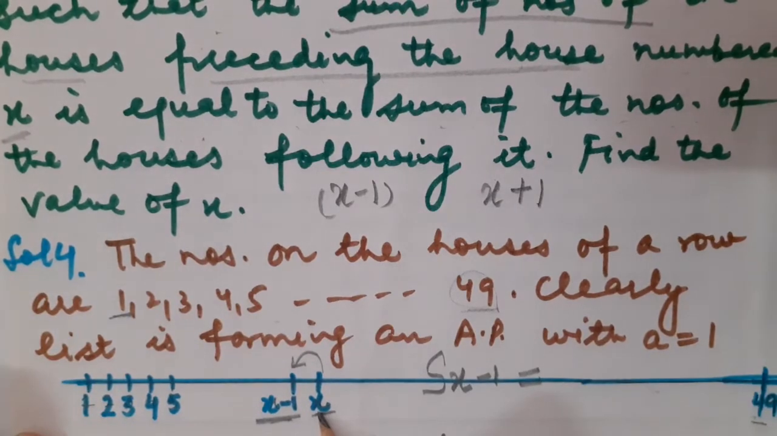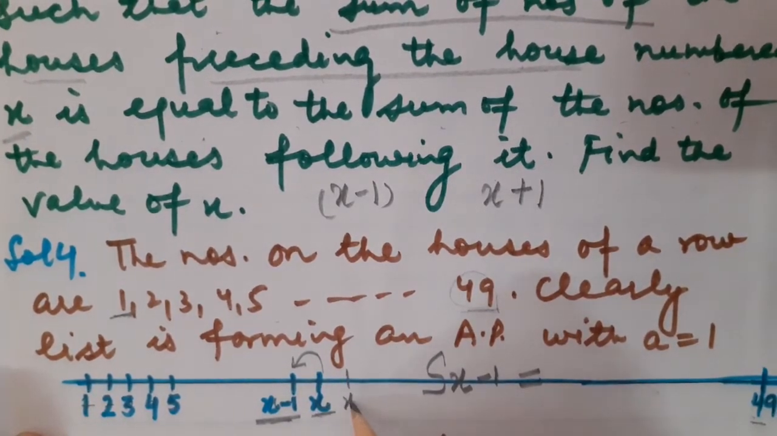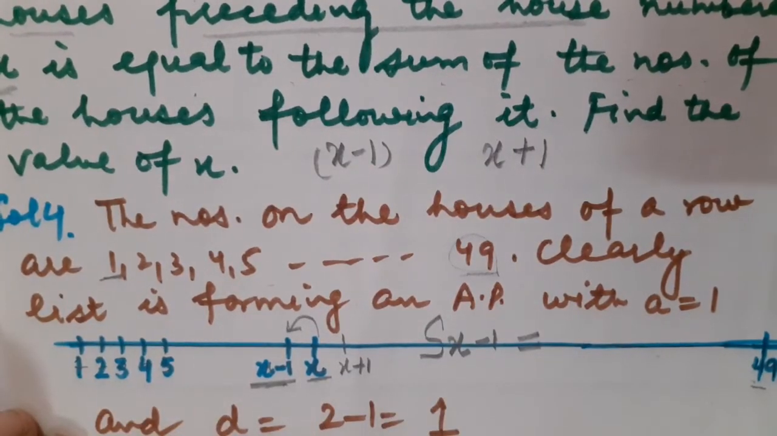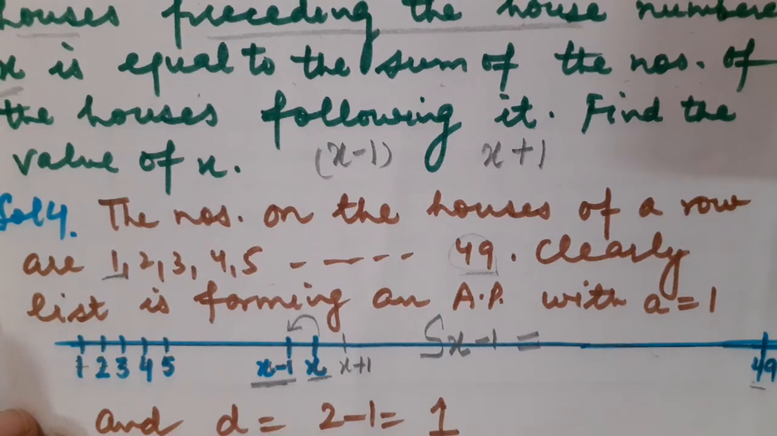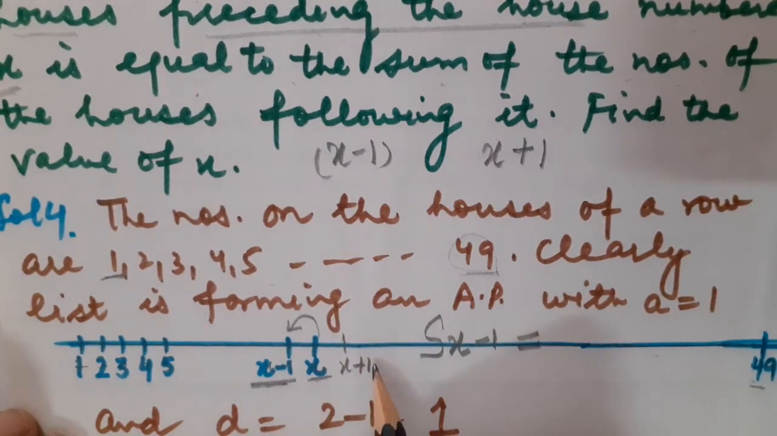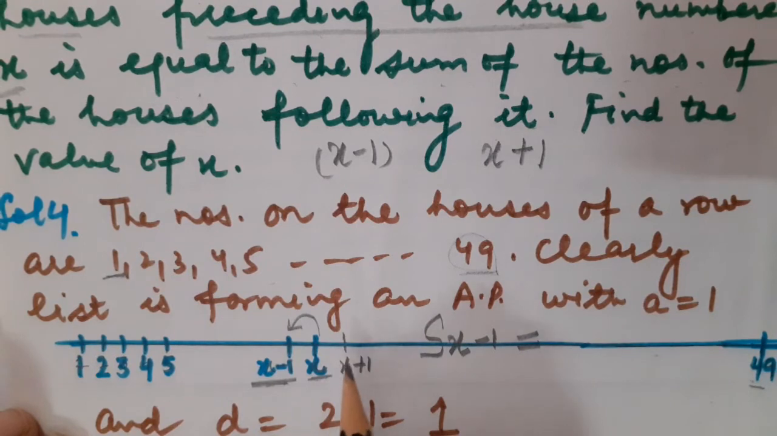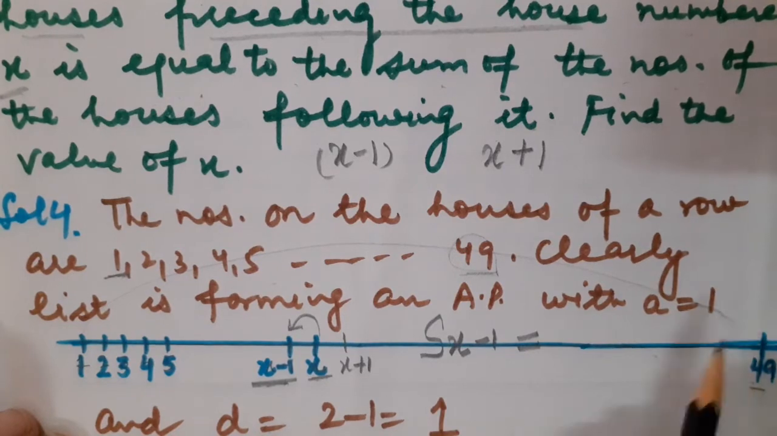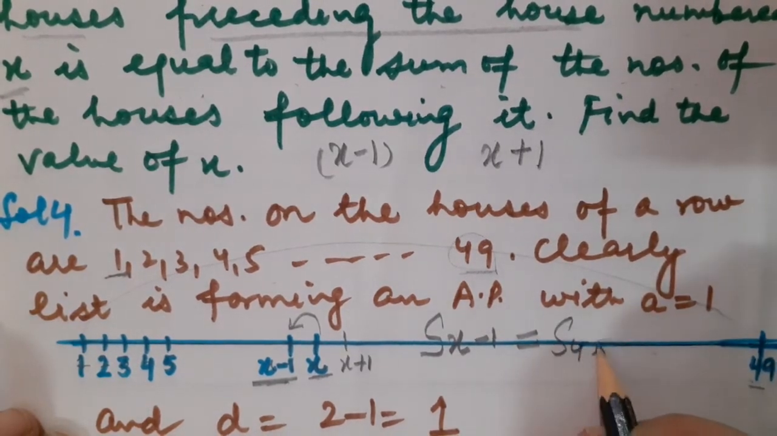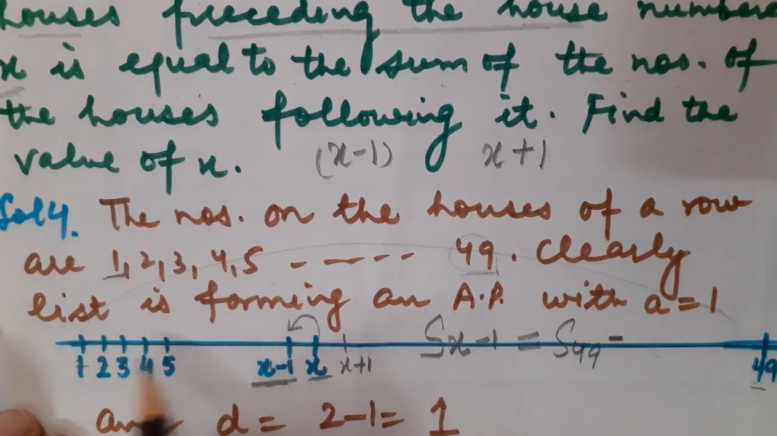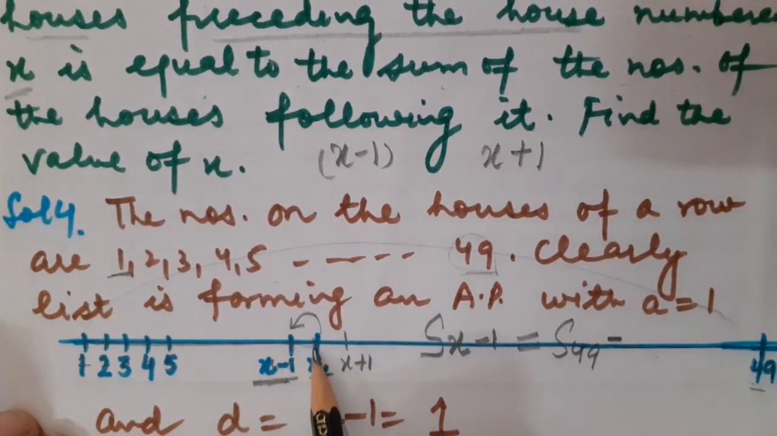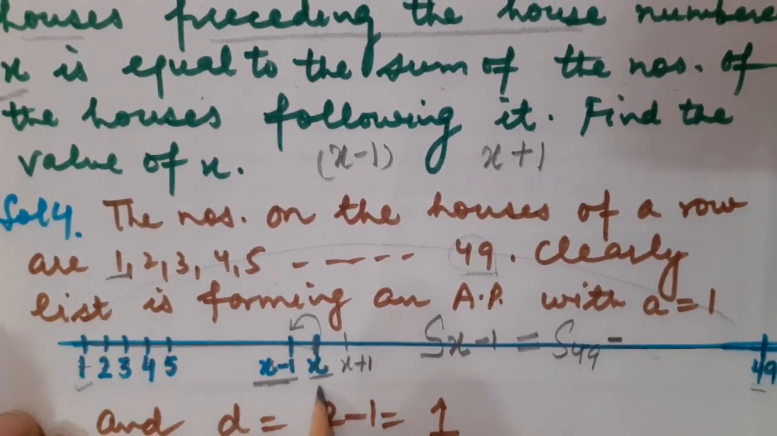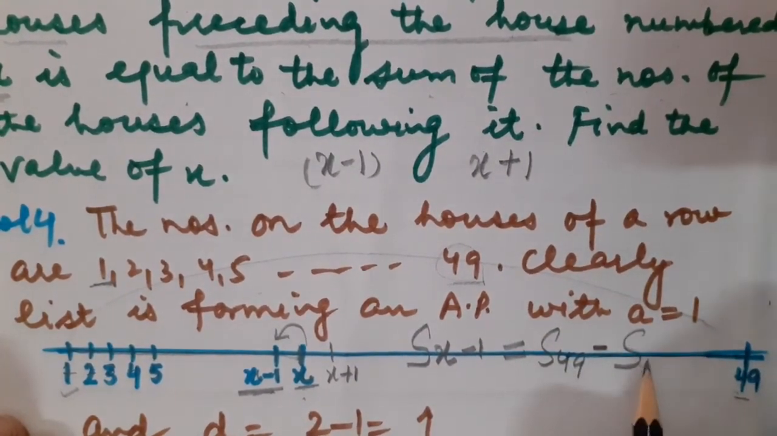So after x, definitely children, you know that there will be house number x plus 1. Fine. So how can I calculate the sum of the numbers of the houses following x? Because I do not know the value of x, that value I have to calculate. So first of all, I am going to take the sum of all 49. That would be S49. And after that, I will subtract the sum of the first houses, starting from 1 going up to x. Fine. So it would be Sx.